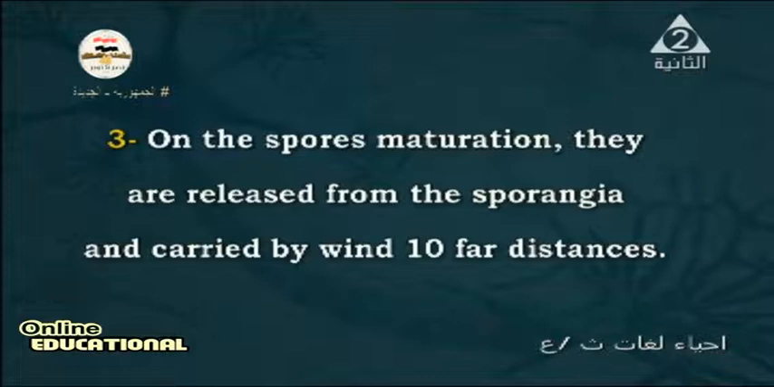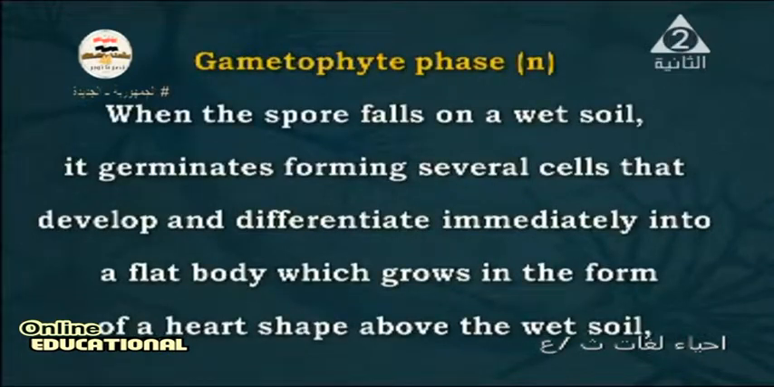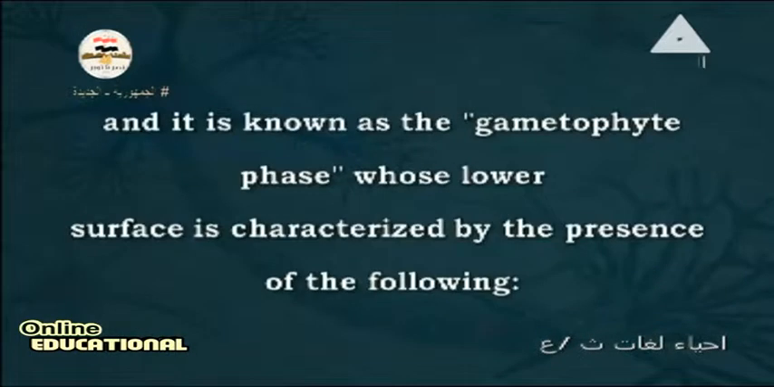On spore maturation, they are released from the sporangia and carried by wind to a far distance. Gametophyte: when the spore falls on wet soil, it germinates, forming several cells that develop and differentiate immediately into a flat body which grows in the form of a heart shape above the wet soil. It is known as the gametophyte phase, whose lower surface is characterized by the presence of the following.